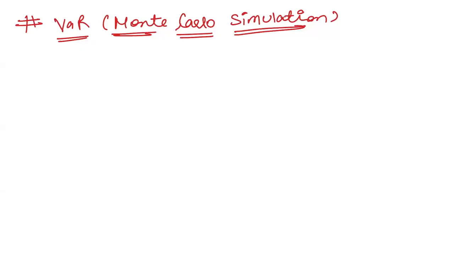Hi everyone, welcome to this project series in which we are modeling value at risk using three quantitative approaches, that is the variance covariance method, the historical method and the Monte Carlo simulation method. In the last two videos I have walked you through the first two methods, and in this video I'll walk you through the Monte Carlo simulation method.